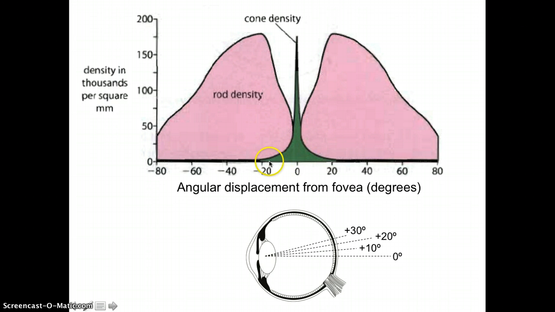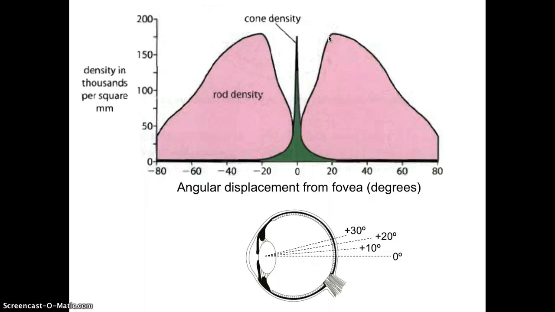As we go farther to the left, in the negative angular displacement, and to the right, positive angular displacement, the number of cones drops dramatically, and the rods increase rapidly. So right here at 20 degrees, that's negative 20 and positive 20, that's where there are a maximum of rods and no cones at all.